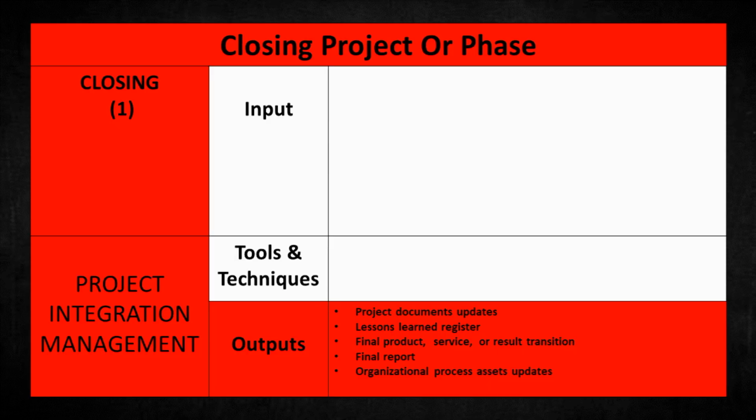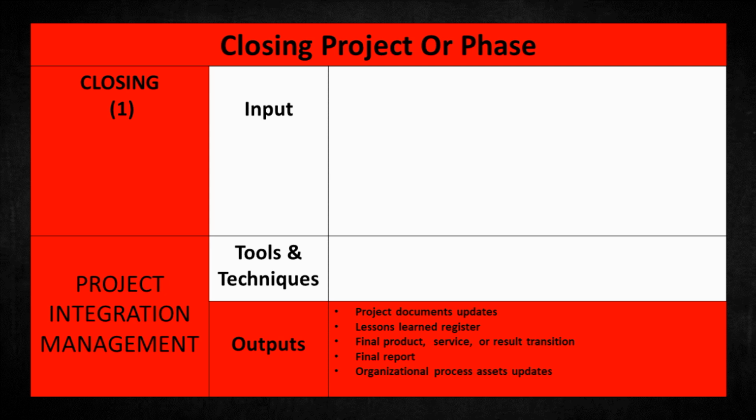The desired outcomes or outputs of this process are: project documents updates, lessons learned register, final product, service, or result transition, final report, and organizational process assets updates. But how will we do it?